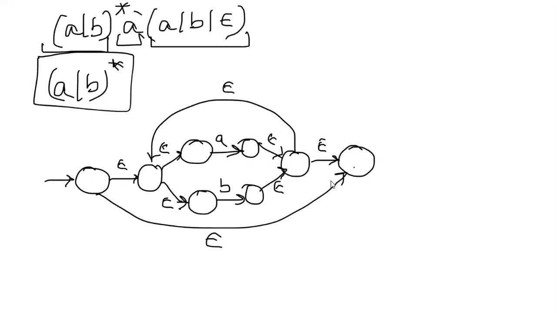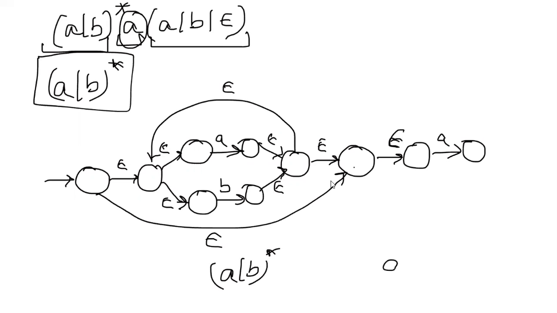Next, we have A. So A is quite simple. I have A. So I'm connecting (A or B) star with A. This part is A. So I'm connecting it using the epsilon transition.